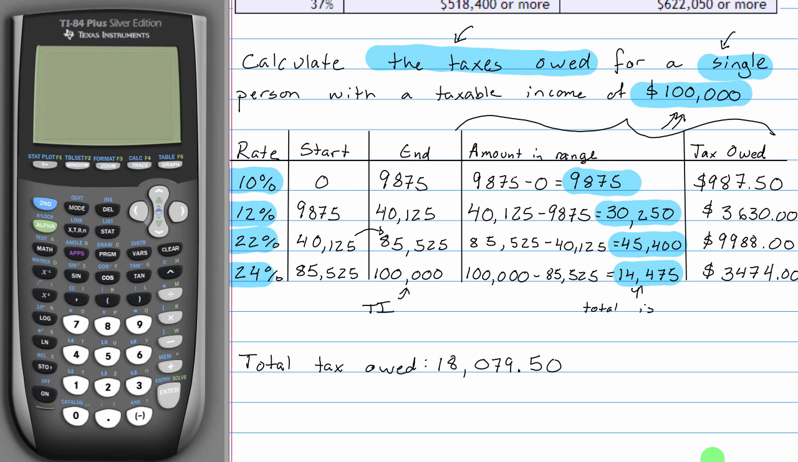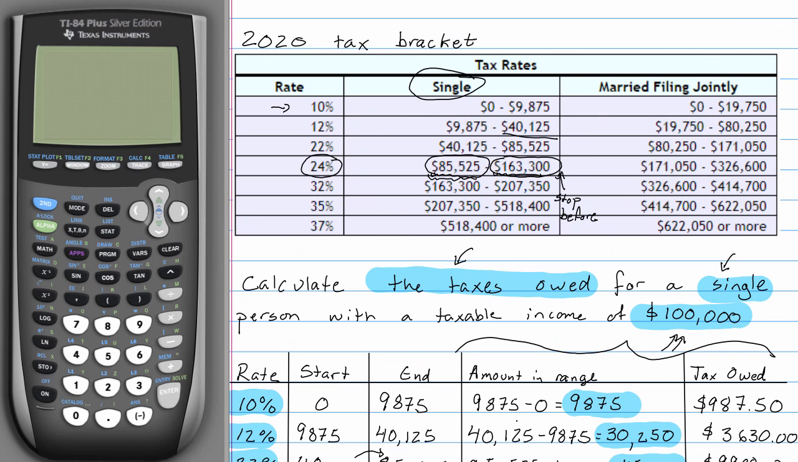Now, there are a lot of ways that we could do this. I'm going to do this in what I think is the most straightforward way, but there are other ways that you could do this. I'm going to use the table functions on the calculator. So I'm going to press the Stat button and go to Edit.